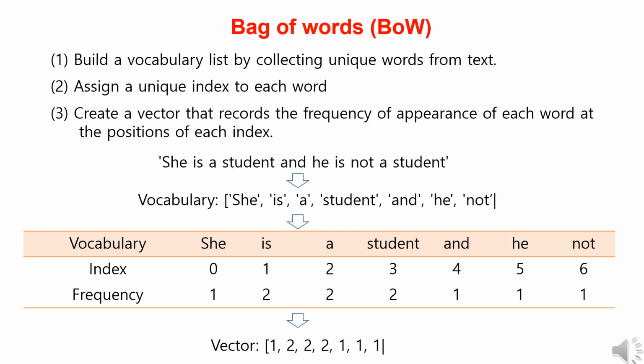Let's take a closer look at the bag of words approach. Firstly, we break down the sentence into individual words and create a vocabulary list by removing duplicates. In the sentence, she is a student and he is not a student, the vocabulary list consists of: she, is, a, student, and, he, not. Next, we assign an index or order to each word and represent them in a vector form where the elements correspond to the frequency of each word's occurrence. For instance, by assigning numbers in this order of appearance, we can represent the sentence in vector form as follows: 1, 2, 2, 2, 1, 1, 1, indicating the number of occurrences for each word in the order they appear.